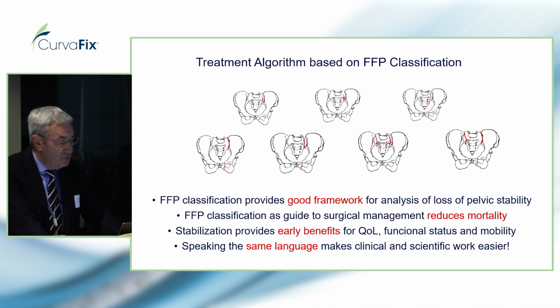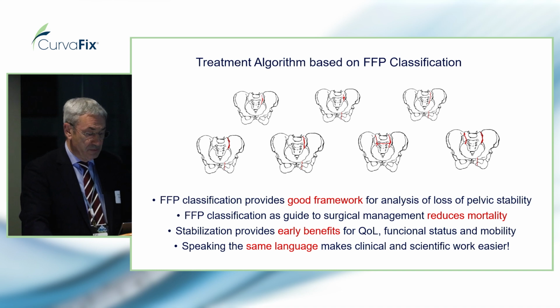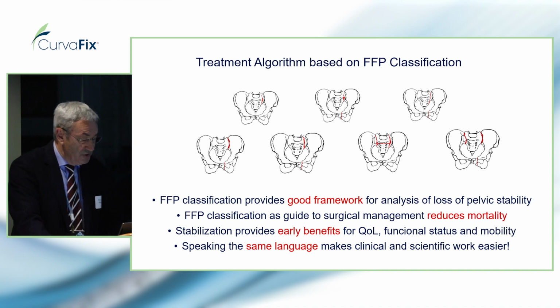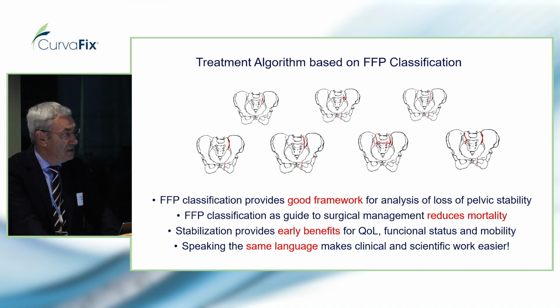So to conclude, we think that the classification provides a good framework for analysis of the loss of the pelvic stability. It's also a guide to surgical treatment, and we have seen that this surgical treatment reduces mortality. The stabilization provides early benefits within weeks for the quality of life, the functional status of the patient, and the mobility. And I think speaking the same language makes our clinical and scientific work easier.